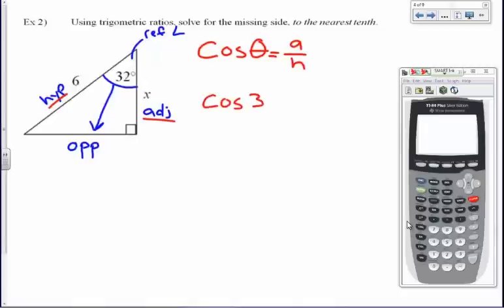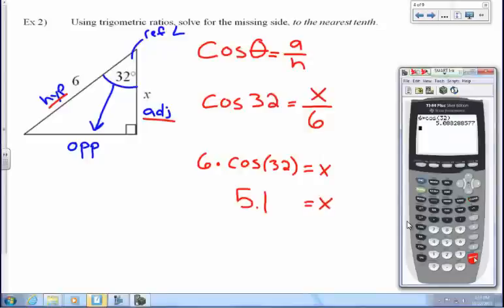So we know that our theta is 32 degrees, so we say the cosine of 32 is equal to our adjacent side, the unknown x, over our hypotenuse, 6. Now to solve for x, all we have to do is multiply 6 to both sides. The 6 on the right cancels out, and we are left with, on the left side, 6 times the cosine of 32. You plug this into your calculator, and you get a value of about 5.1 when you round to the nearest tenth.